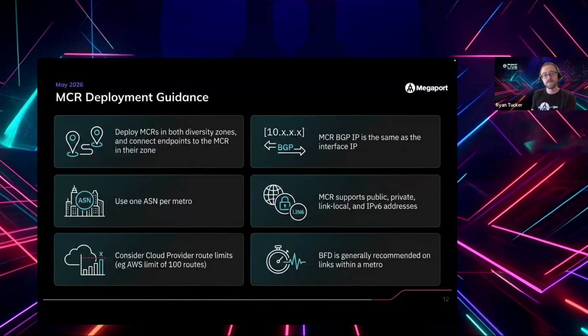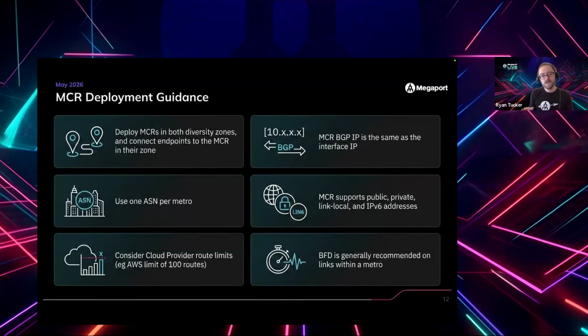Probably also another thing that comes up a bit is to consider the cloud provider limits. Some cloud providers limit the number of routes that you can advertise on their private connectivity services. As an example, the limit for AWS is 100 routes. MCR does a lot more than that. So just be aware that when you get to those points where you advertise to a cloud provider, you might need to do some filtering or summarization.